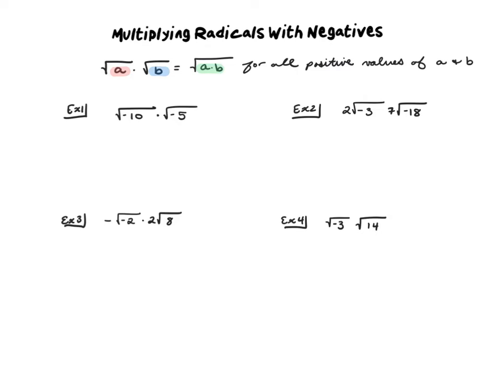Now the thing about this definition and this property is that it's really only true for all positive values of a and b. So it's just a little different when you have the square root of negatives, which we know is an imaginary number. The square root of a negative doesn't exist in our real number system. It's defined to be an imaginary number. So we're going to go through these 4 examples and see exactly, okay, how do I deal with that? And basically make the problem okay to use this product property.